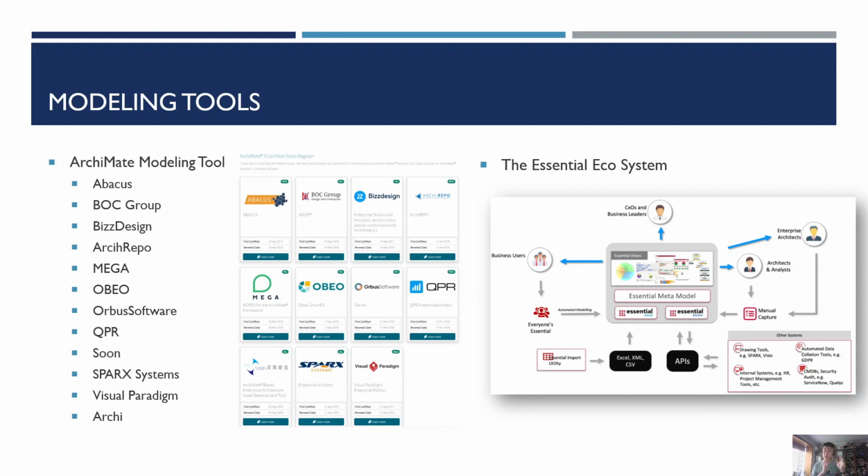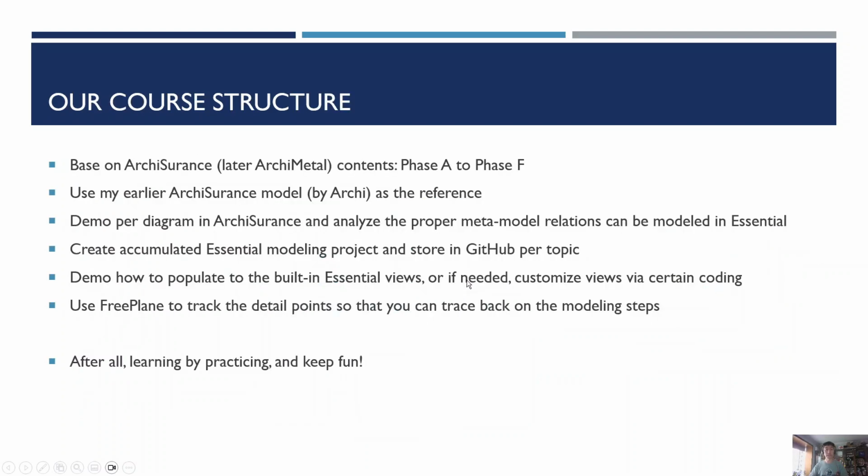So if we treat all those diagrams as forming our enterprise architecture landscape, we should be able to use Essential to make certain presentations. Then I move to the last page, which is our course structure. I will base it on ArchiSurance, and after this I will move to ArchiMate, also doing the content modeling into Essential.